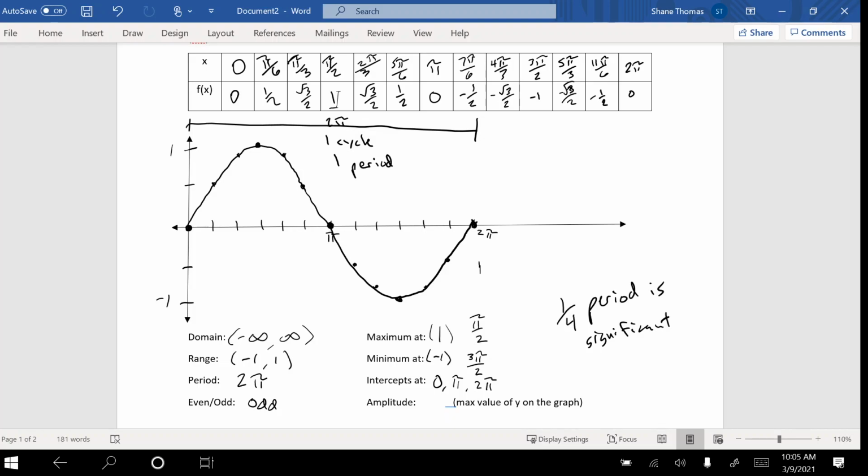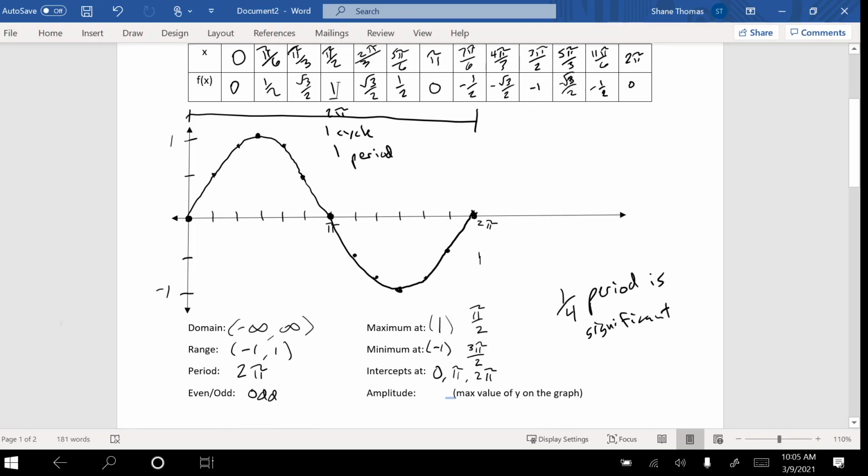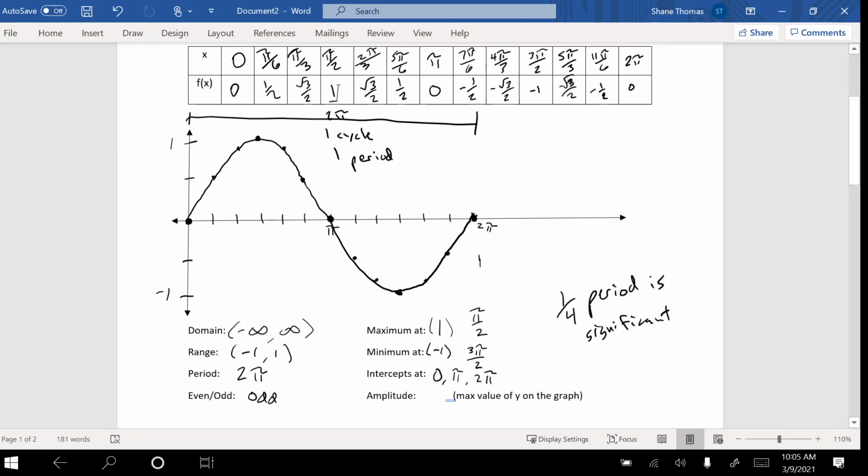All right, then the last thing I have written on there is amplitude. Talk about the amplitude of this. The amplitude is basically what's the biggest value you have for y here. How high does it go? It's kind of the same as your max. In this case, it would just be 1.